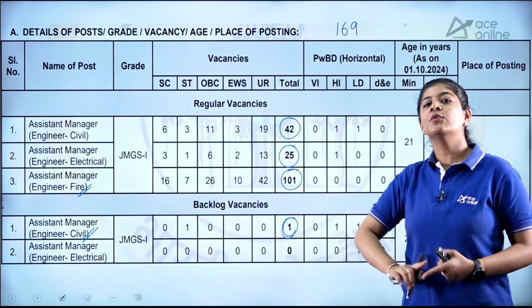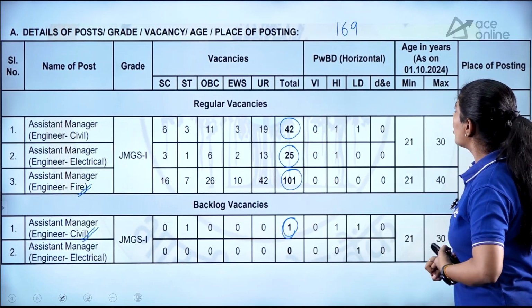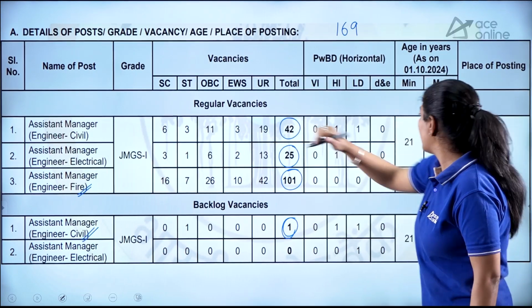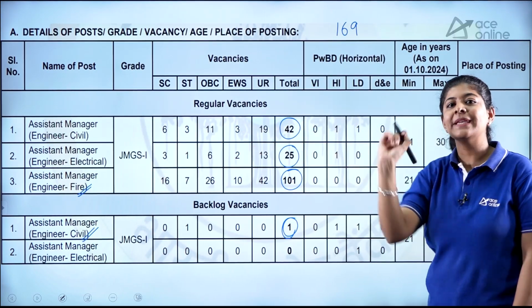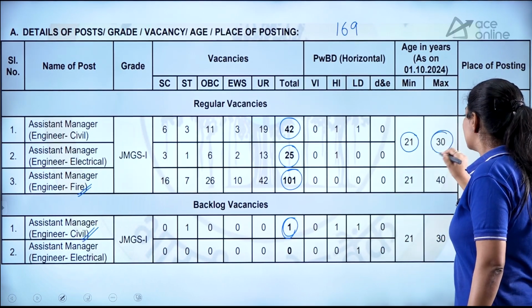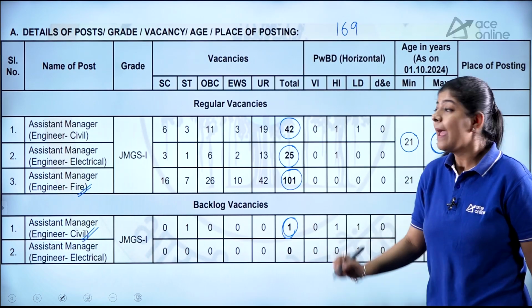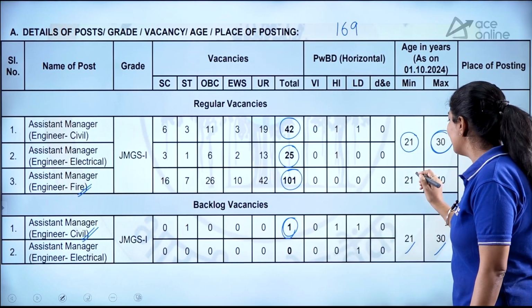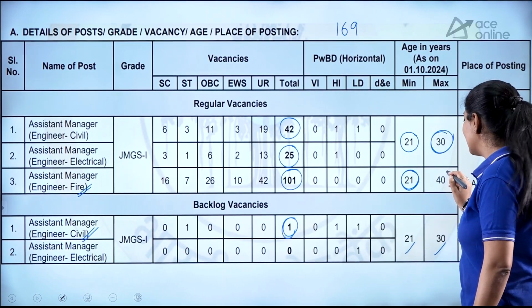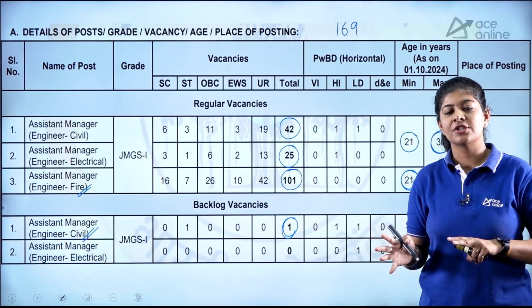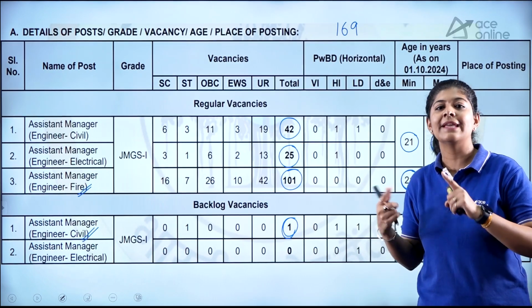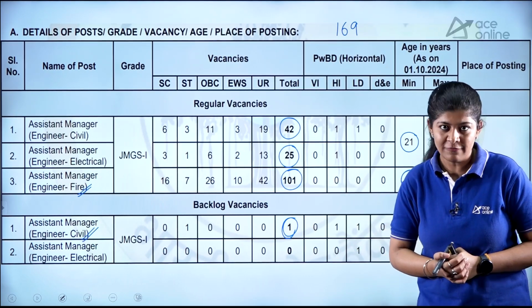There's one more thing which we need to take care of, which is the age limit. As per 1st October 2024, for the civil and the electrical one, the minimum age required is 21 years and the maximum is 30. The same follows for the backlog one. But for the fire one, the minimum age that SBI requires is 21, but the maximum age is 40. Yes, there is some relaxation as per the categories that you can check in the detailed notification released by SBI, which you can easily get on the official website.